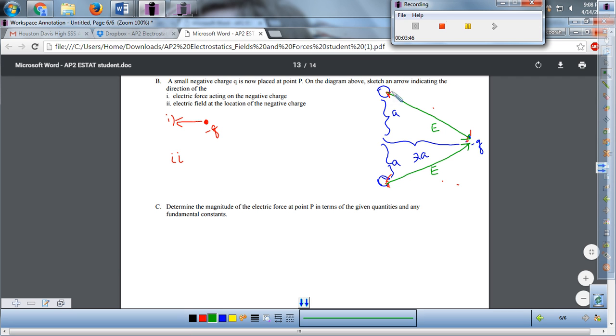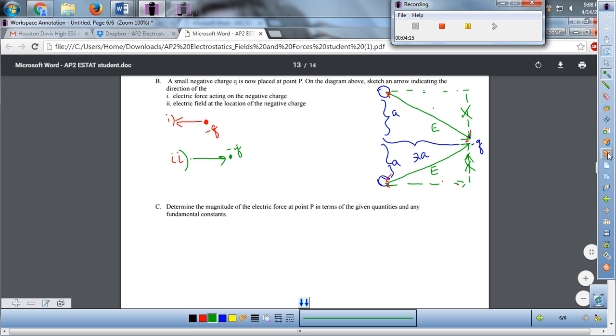So that E is made up of this component and this component. This one is in positive y direction, negative y direction, so these are going to cancel. So the electric field on this negative charge is simply toward the negative charge. Okay, so that's all they wanted me to do on part B.